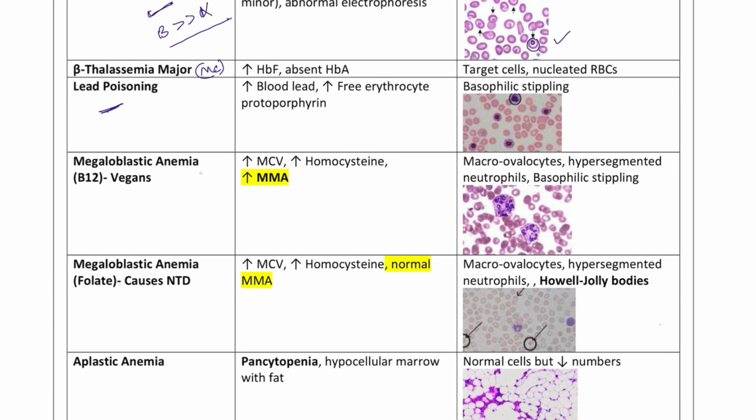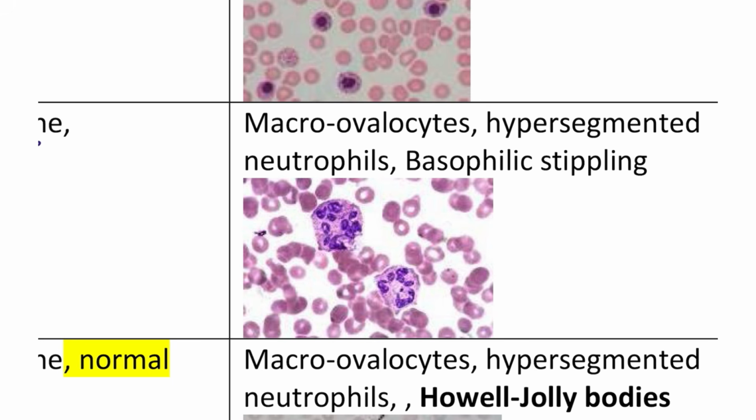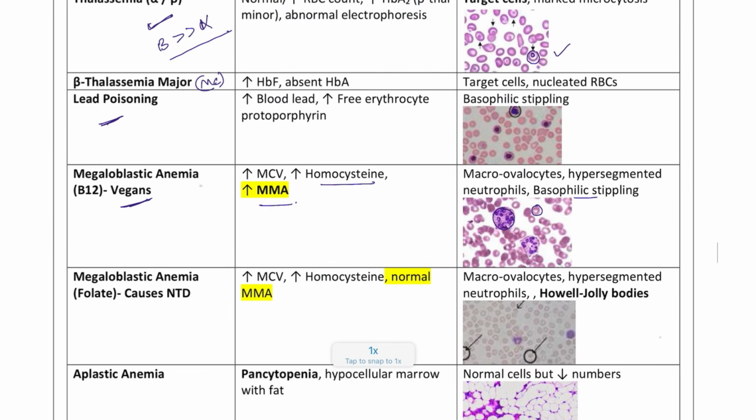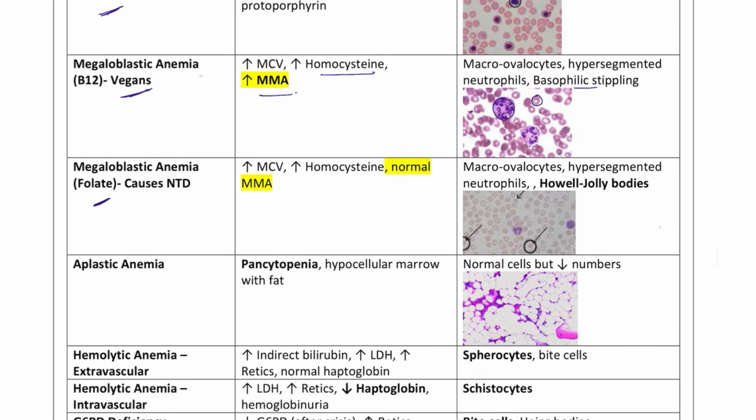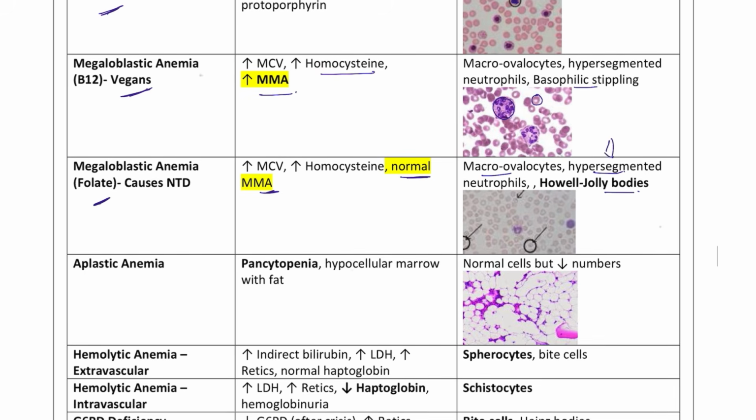Next, megaloblastic anemia, mostly associated with vegans, B12 deficiency, and the homocysteine and methylmalonyl-CoA levels will be elevated. On the picture, the megalocytes will be seen, multinucleated or hypersegmented neutrophils, and basophilic stippling will be seen. Whereas in folate deficiency, the methylmalonyl-CoA levels are normal. The same macro-ovalocytes, hypersegmented neutrophils, and Howell-Jolly bodies, both are going to have the same.